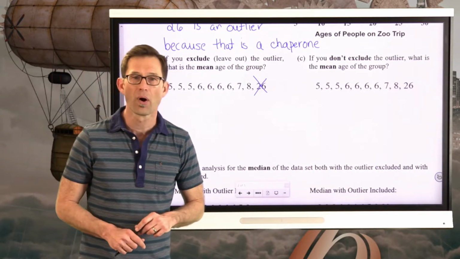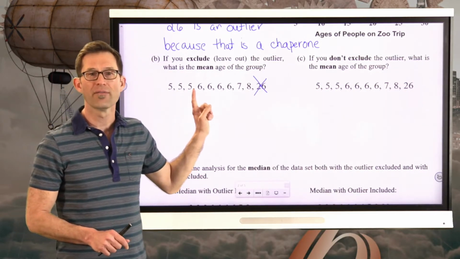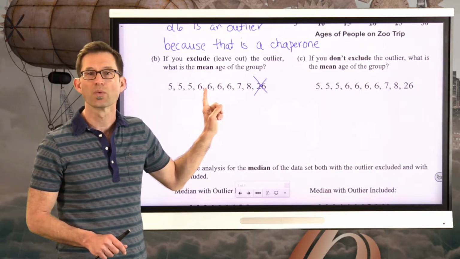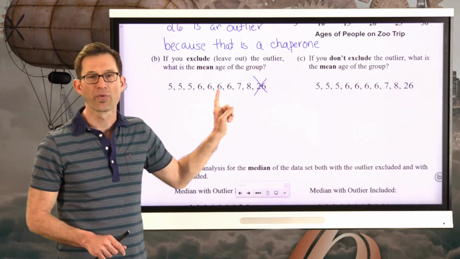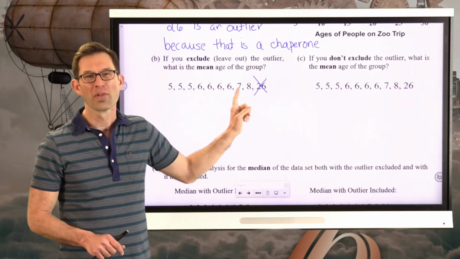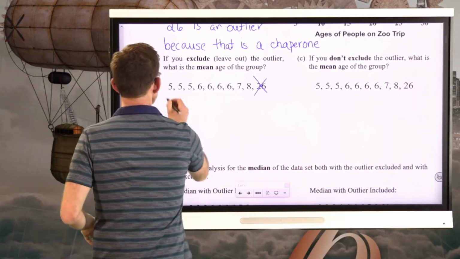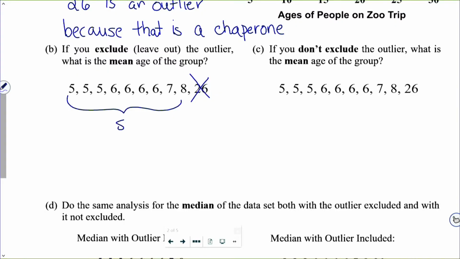All right, let's add them all up. We have 5, 5, 5, that's 15, plus 6 is 21, plus 6 is 27, plus 6 is 33, plus 6 is 39, plus 7 is 46, plus 8 is 54. So when we sum all the ages, we get 54. Then if I do 54 divided by 9, that's going to be our mean, also known as our average, we're going to get 6.